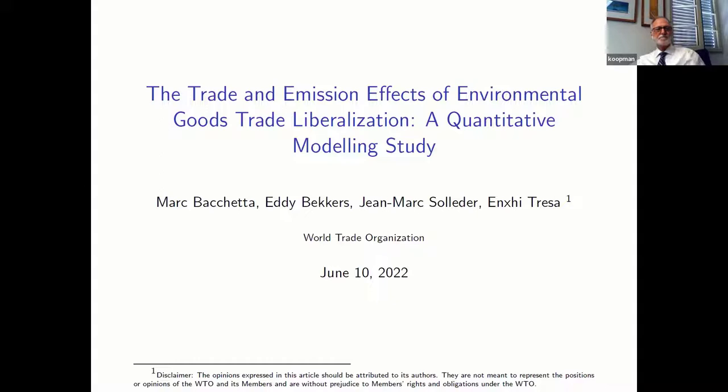Okay, so this paper has been prepared as part of the same effort as the other ones. It's one of those papers prepared by the WTO to analyze the various dimensions of the link between trade and climate change, and it's really a complement to the two papers we've already discussed. It's been drafted by the ERSD team, which is working on the WTO global trade model, like the two other papers.